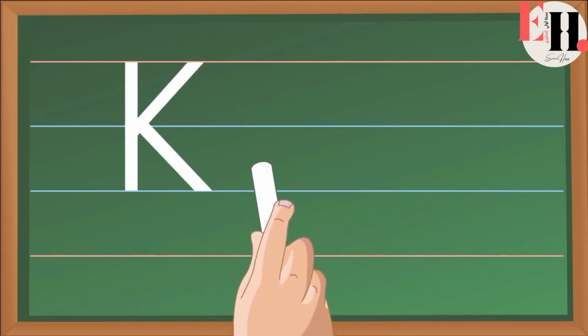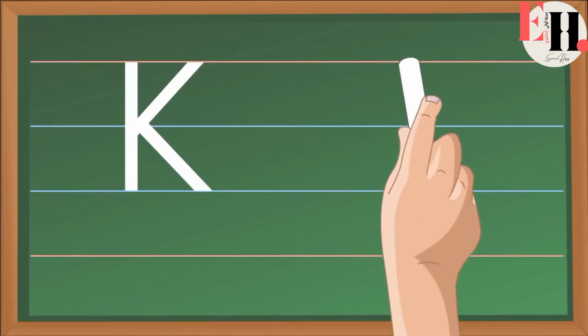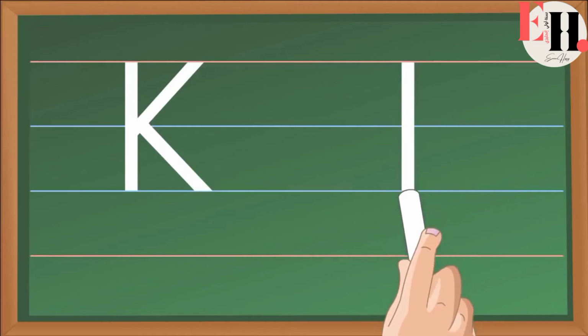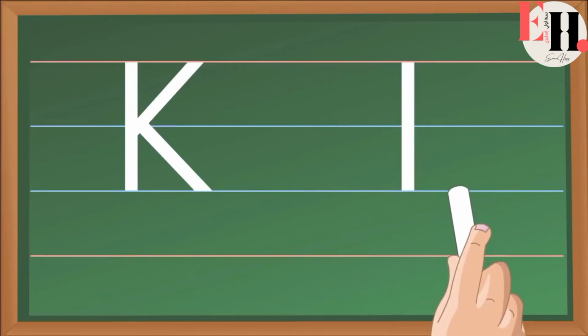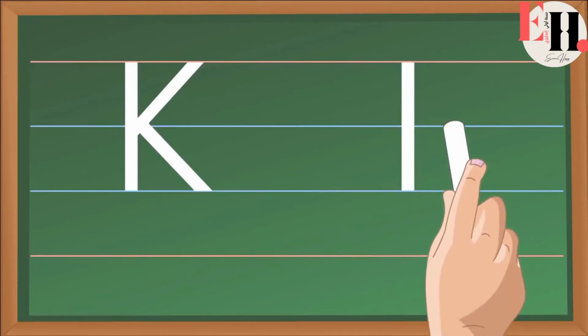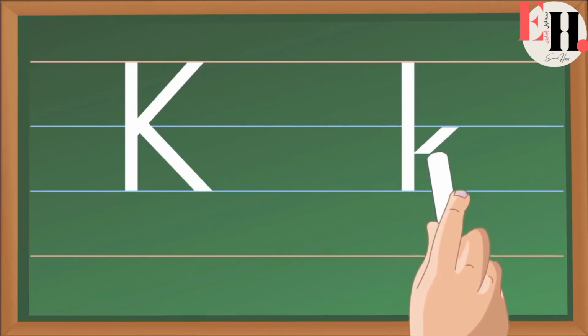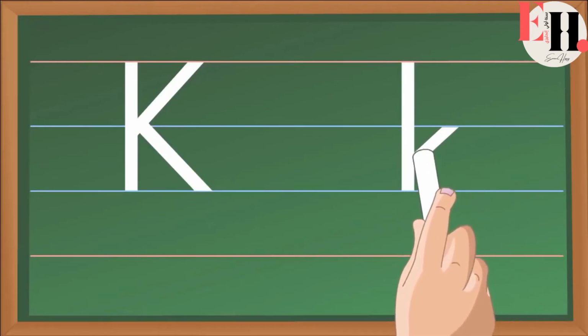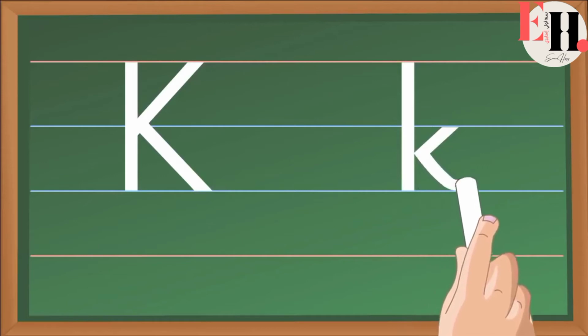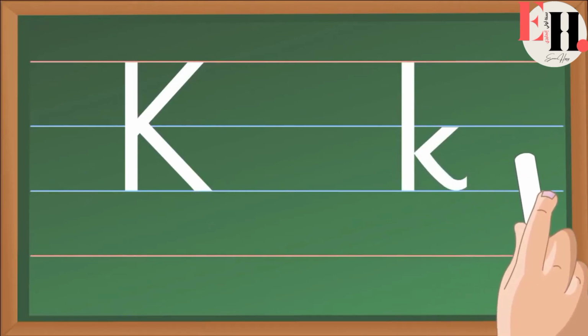Small k. Start from the top and make a standing line to the bottom. Next, from the middle, make a downward slanting line to the left. Then make a downward slanting line to the right with a small curl at the bottom.